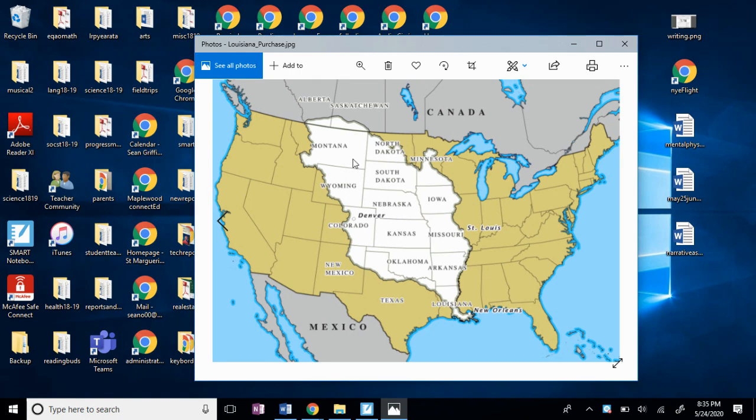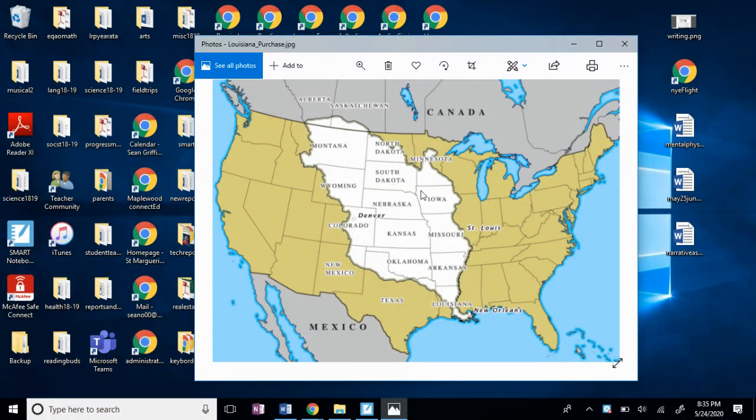All right. That was the Louisiana Purchase. North Dakota, Montana, Wyoming, South Dakota, Nebraska, Iowa, Missouri, Arkansas, Oklahoma, Colorado. Just the amount of revenue that these states have made for the U.S., the amount of power it's given them and natural resources, it's incalculable.